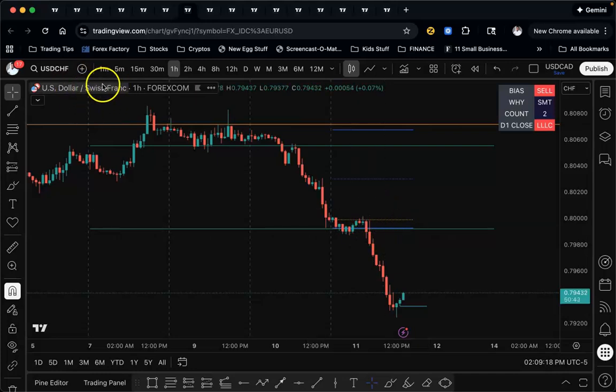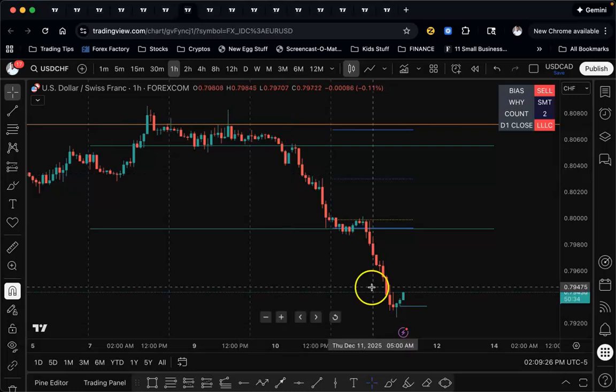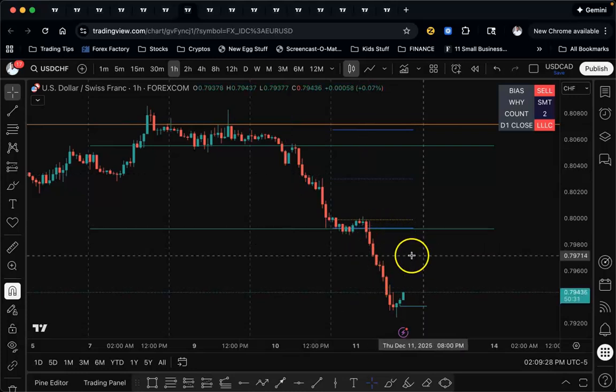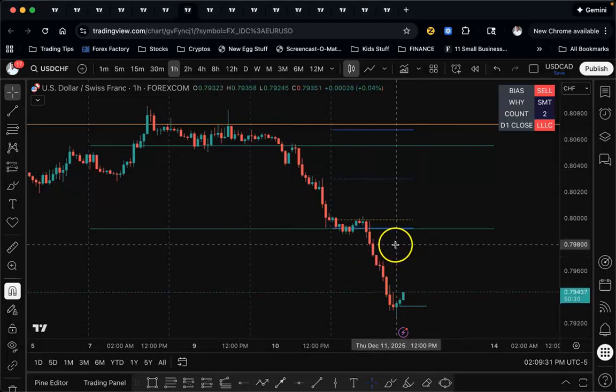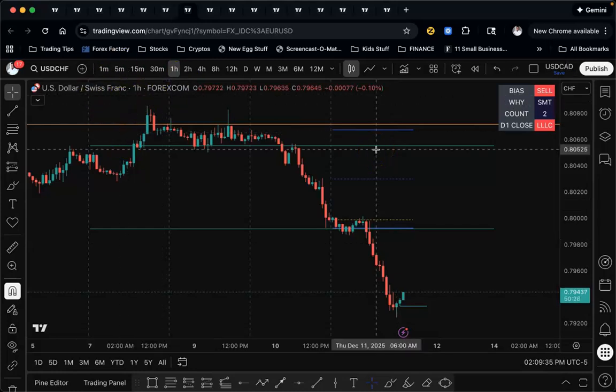But USD Swiss franc actually uses the London session as well. That's where it's most volatile. So 2 a.m. to 4 a.m. is my London window. And then New York will be from 7 to 11. It's done trading after that, right?